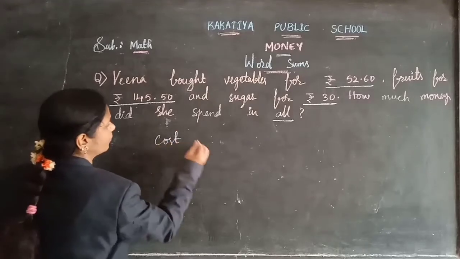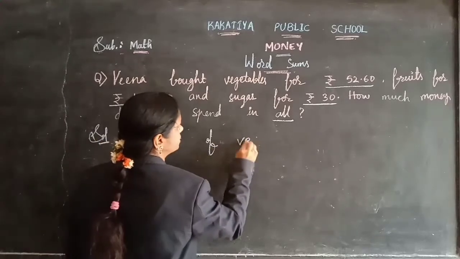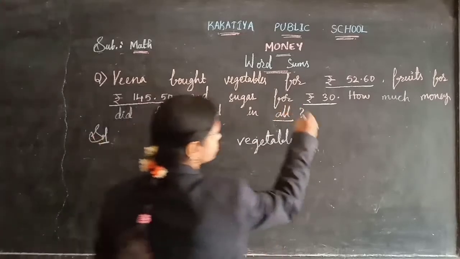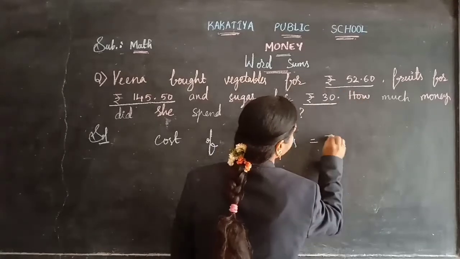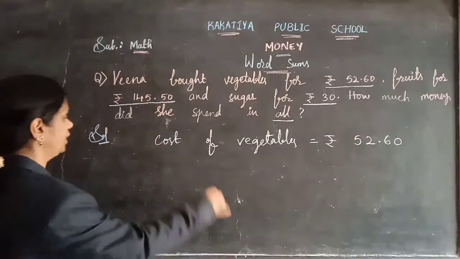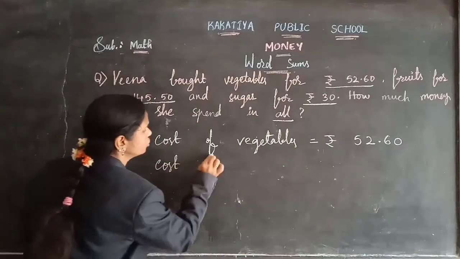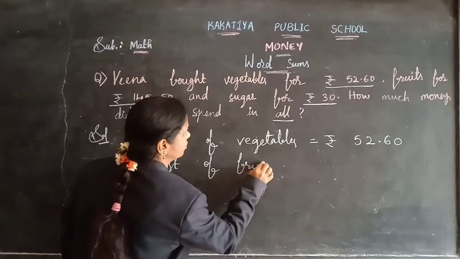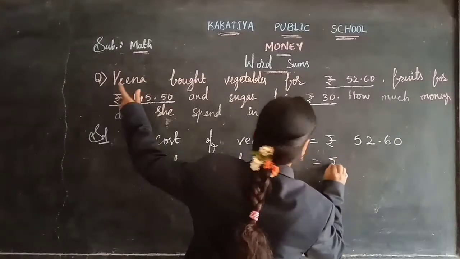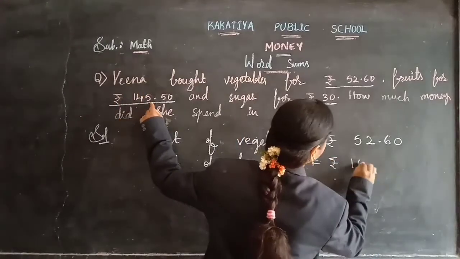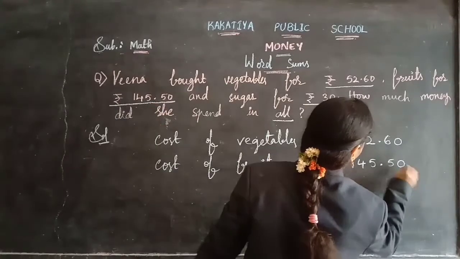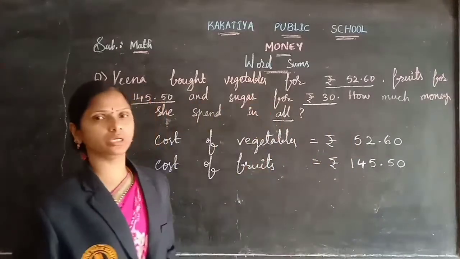Cost of vegetables. How much is the cost of vegetables? She bought vegetables for 52 rupees 60 paise. Okay. Next, cost of fruits. The next item is fruits. The fruits cost is 145 rupees 50 paise.